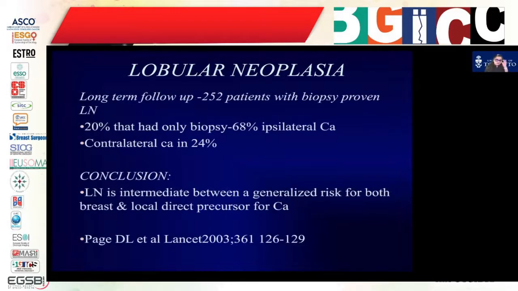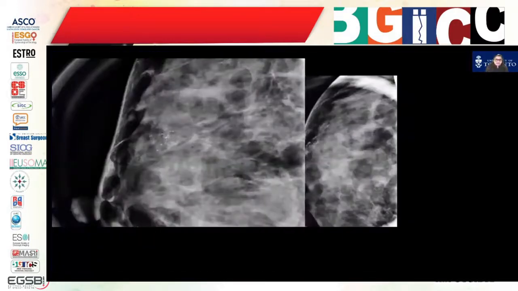The long-term follow-up of a not huge number of 252 patients showed that 68% had ipsilateral cancer and contralateral cancer was seen in 24%. So basically, it is a risk factor for both breasts as well as being a direct precursor. So that is a known fact.